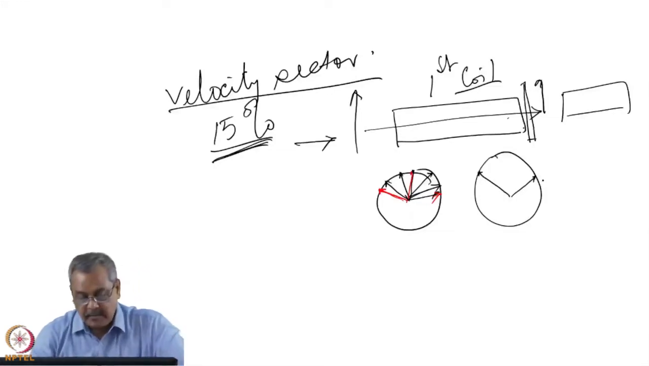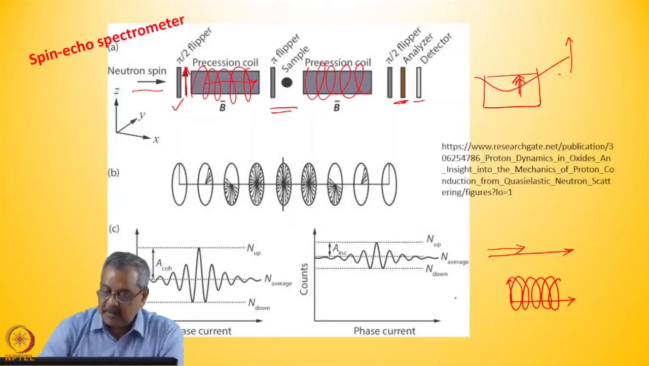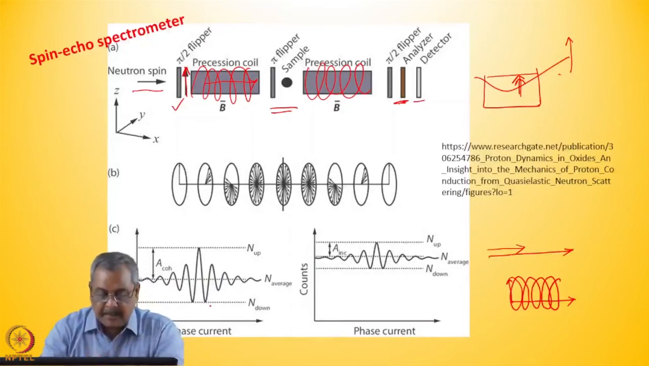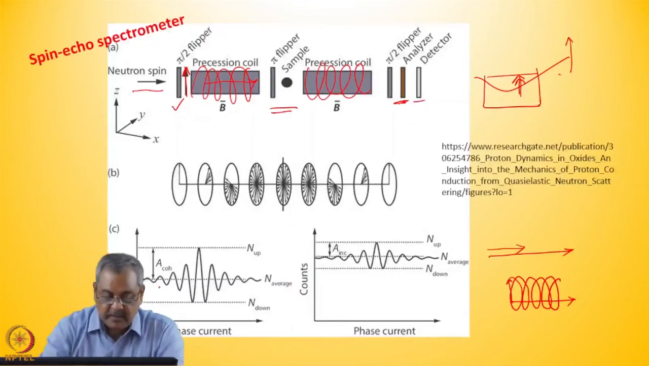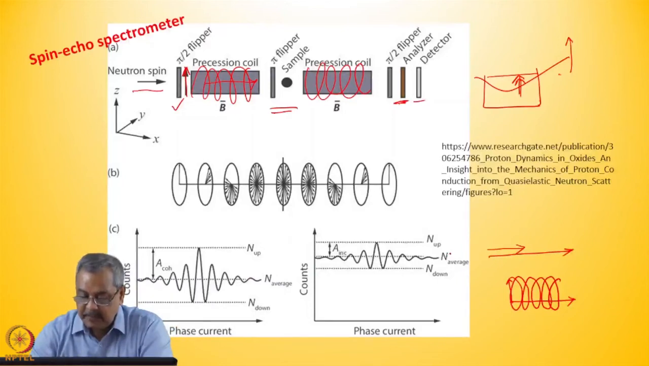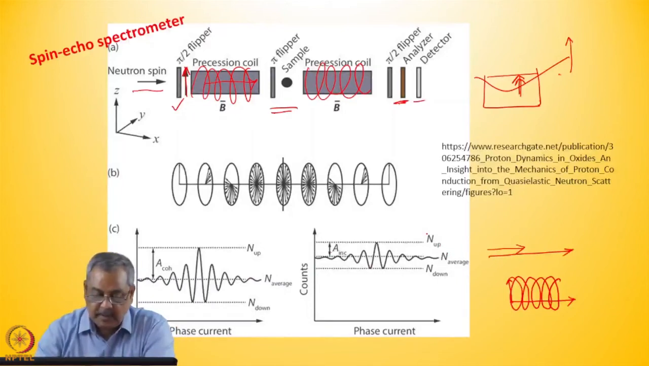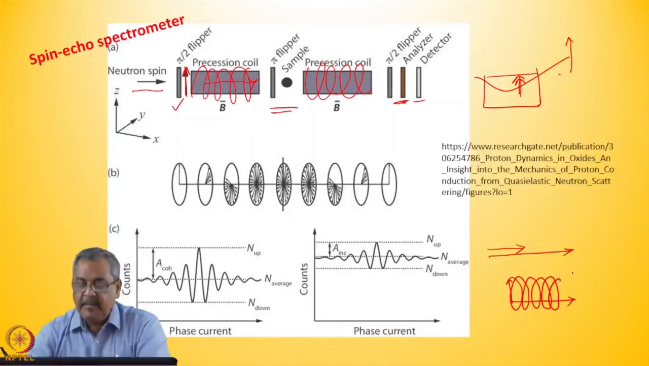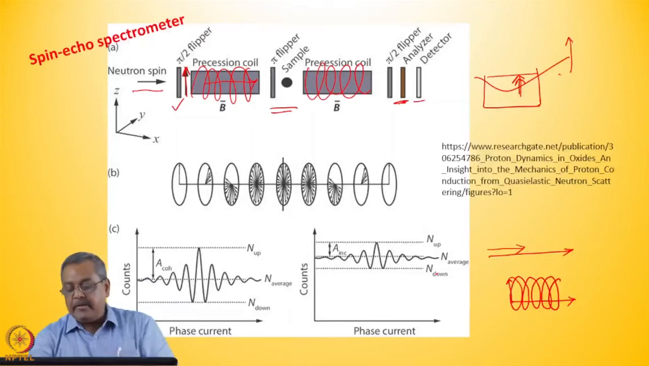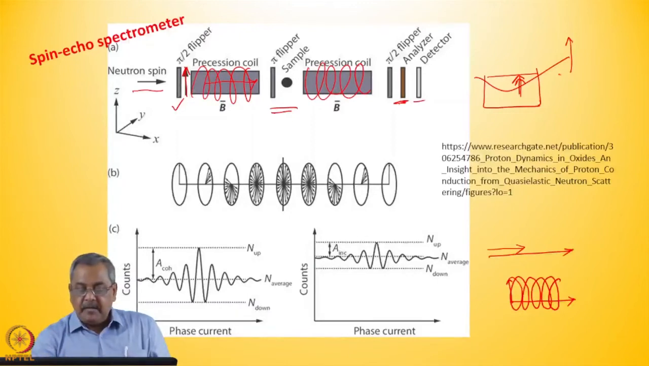And what I find is counts versus phase current, because you keep changing the phase current. So this is the counts, n up and n down neutrons. You can see, depending on the intensity and precession, you have got an oscillatory pattern. The average is basically this dotted line, and this average is up and down. This is for the incoming and this is for the outgoing. Now if I can measure this distribution in a detector using an analyzer, then I can find out the intensity of these neutrons, and ultimately I can translate it into S of Q, omega, d omega.